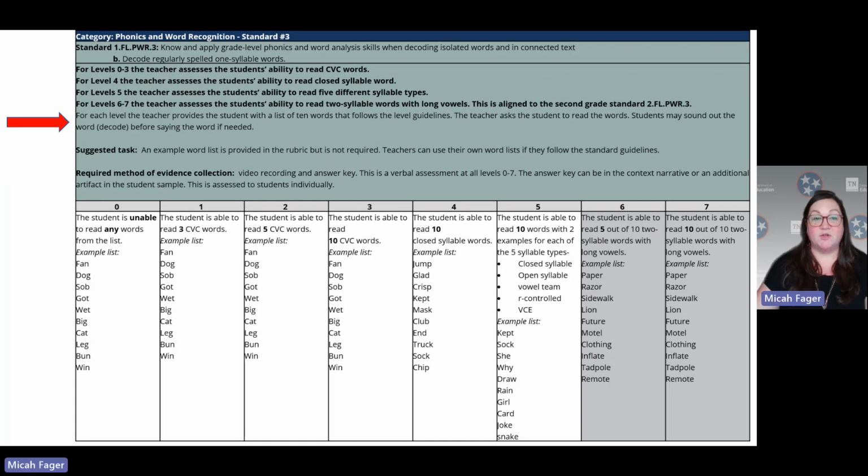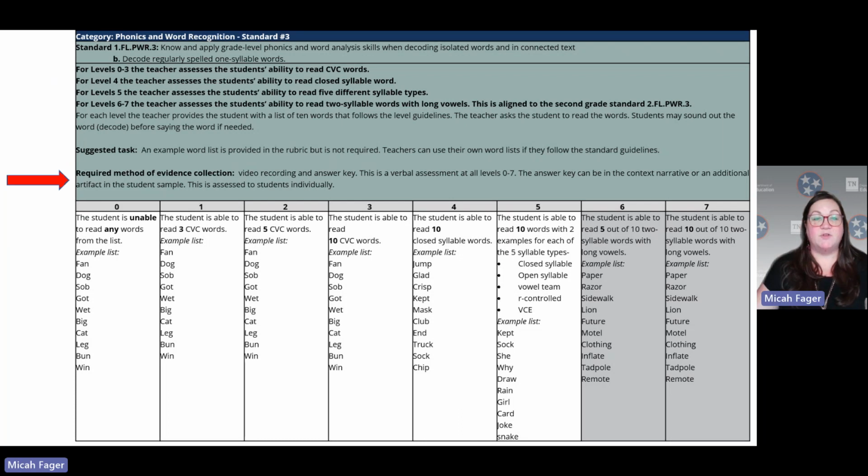For each level of the assessment, the teacher is providing the student with a list of 10 words that follow the level guidelines. The teacher asks the student to read the words, and the student may sound out the word or decode the word before saying it if needed. There is an example word list provided in the rubric, but the example word list is not required. Teachers may use their own word list as long as it follows the standard guidelines.